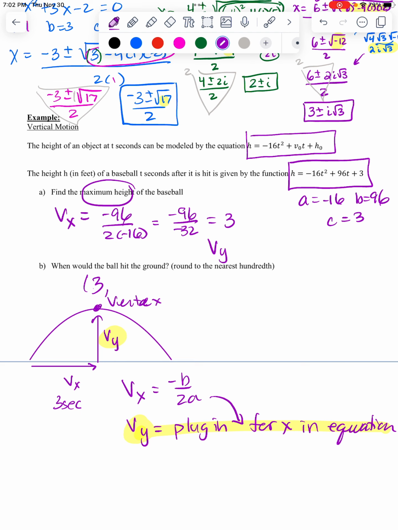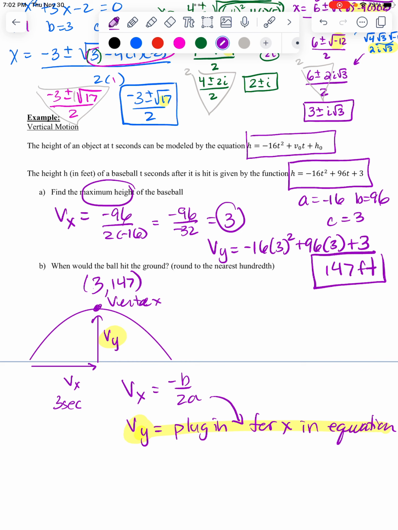And I find it by taking my equation and plugging in the time. I just found out that it happens at 3 seconds. But that's the X part of my vertex. So I plug it in, I use my calculator, and I get 147 feet. That's how high it is at that moment. So again, maximum height is always going to mean the Y part of my vertex. So I have to think back to the beginning of the chapter and review how to do that.